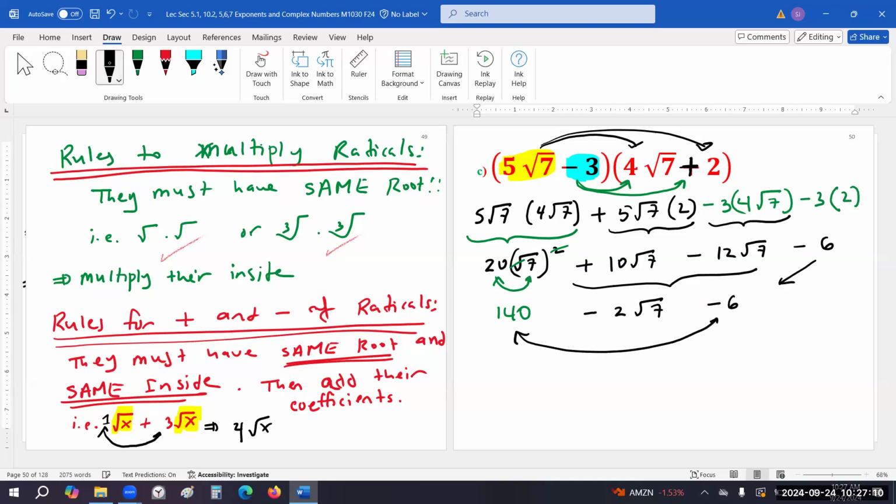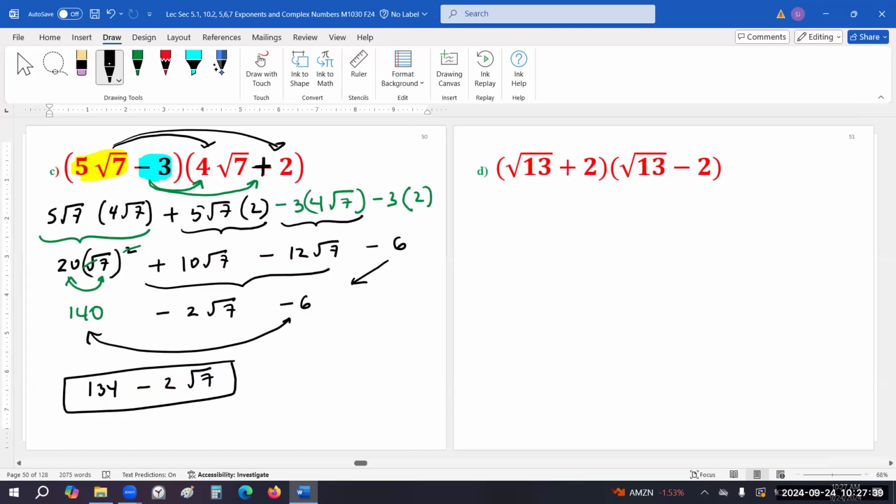So now these are like terms. How much do we have? 134 and negative 2 square root of 7. That's it. It's step by step. Who is confused? Anybody? Okay, one more.